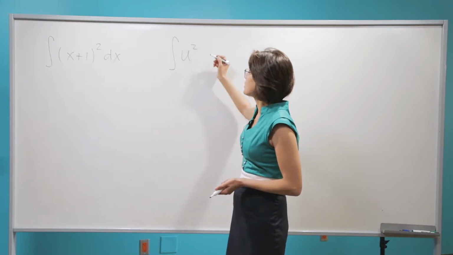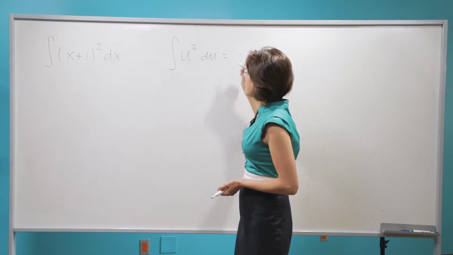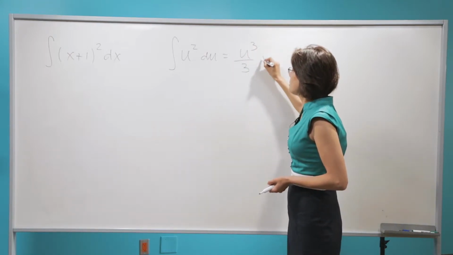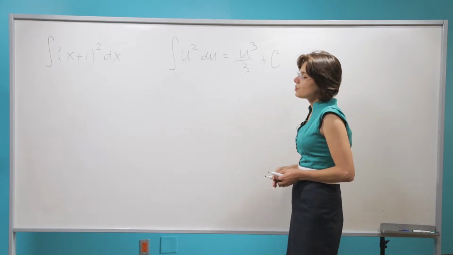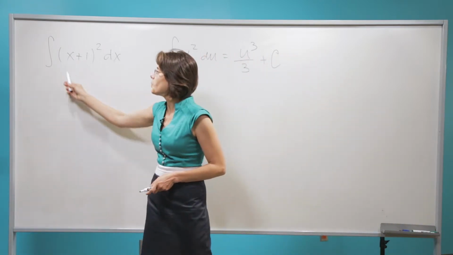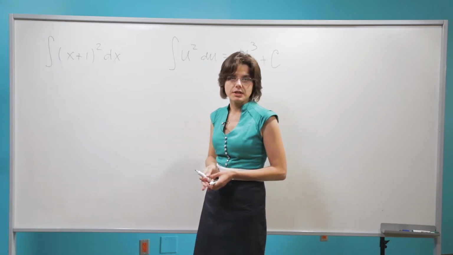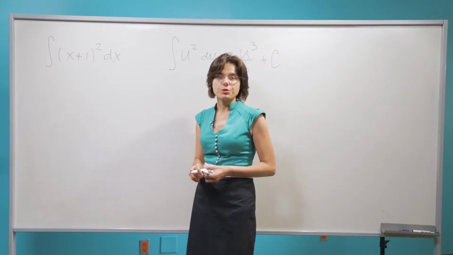If we have the integral of u^2 du, then the integral is just u to the power of 3 divided by 3 plus some constant c. So in other words, if instead of x + 1 I would have one variable u, I would know how to integrate it. Let us make a substitution.